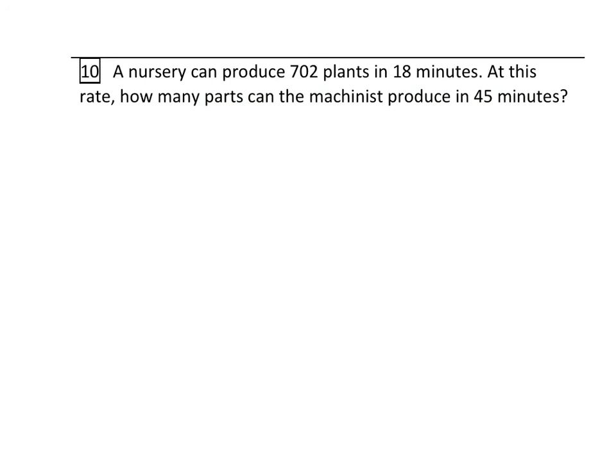Okay, so as we look at this one, again, what's the question? It's how many parts can the machinist produce? And we're looking for our information. The reference is you can produce 702 plants in 18 minutes. How many can we produce in 45? So we'll set up our proportions.